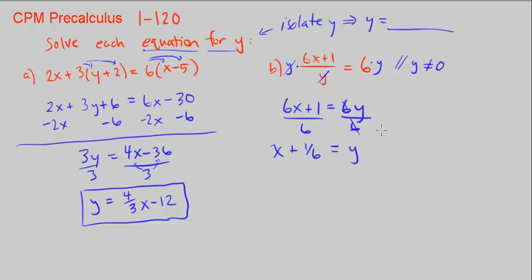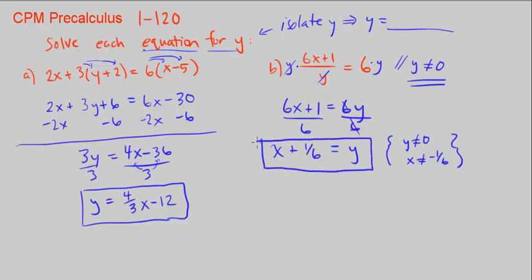Okay? So the only thing to keep track of is y cannot be 0. Well, what happens if y is 0? Then we know x is negative 1/6. So in parentheses, y cannot be 0, or we could write that as x cannot be negative 1/6. Okay, that's just because we cannot divide by 0 there. Okay, so this is isolating y and solving the equation for it.